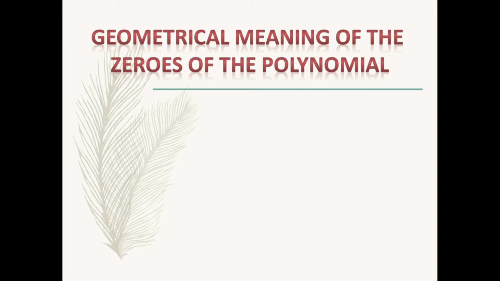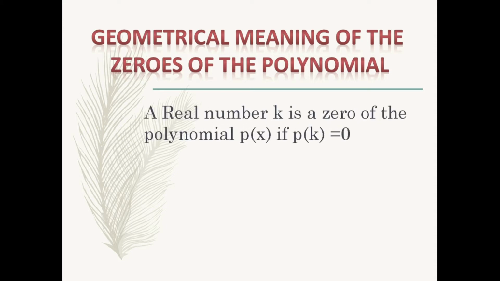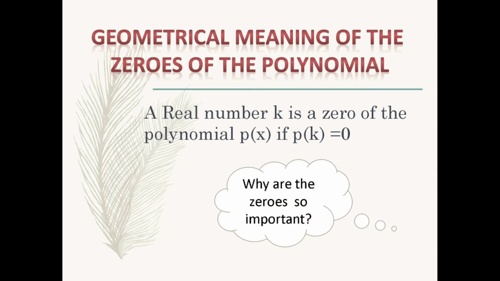Geometrical meaning of the zeros of the polynomial. What do you mean by the zero of a polynomial? This we have come across in 9th standard. The real number k is a zero of the polynomial p of x if p of k is equal to 0. Why are the zeros so important? Let us see through a few examples and their geometrical representation.